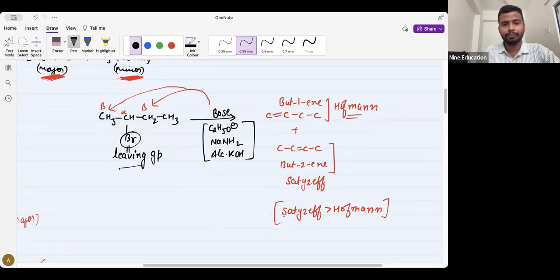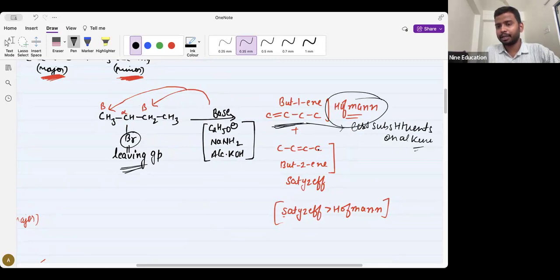Let's say I have a leaving group as Br. Base will come and attack on the beta hydrogens. If it is making an alkene with fewer substituents on the alkene, this is known as Hoffman product. And if you have more substituents on the alkene, this is known as Saytzeff product.